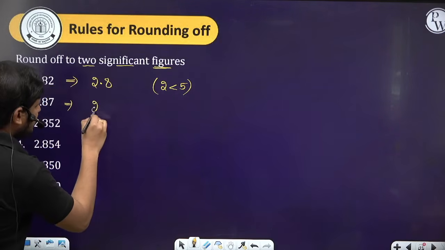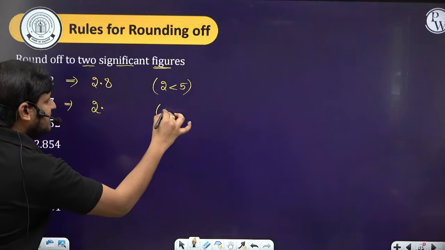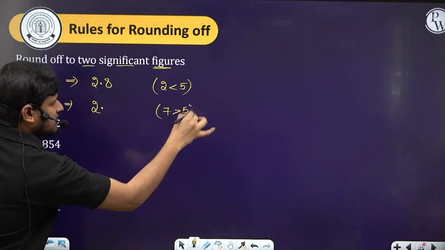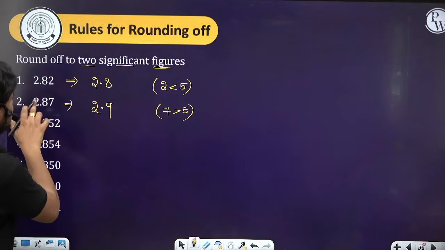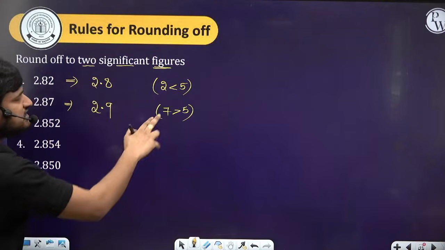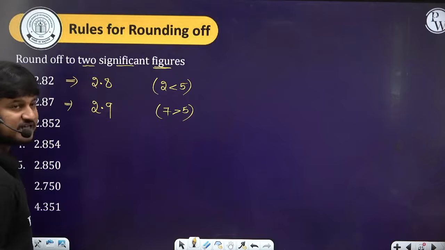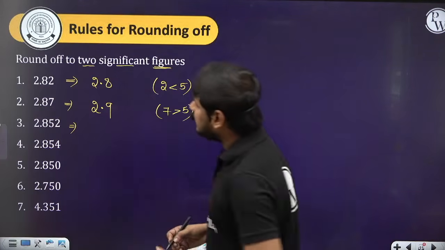So here, check the third significant digit, which is greater than 5. That's why it becomes 2.9. So increase the second significant figure by 1 if the third significant digit is greater than 5. Then see here, 2.85.